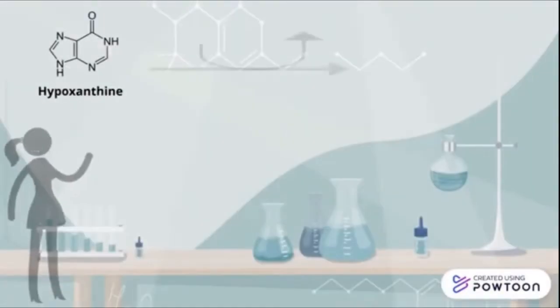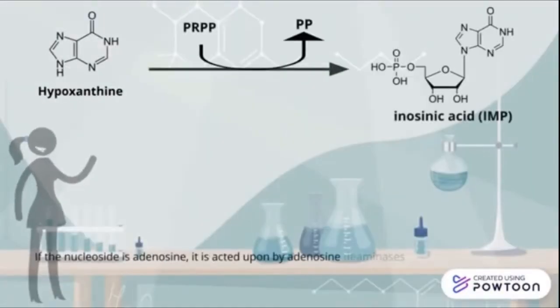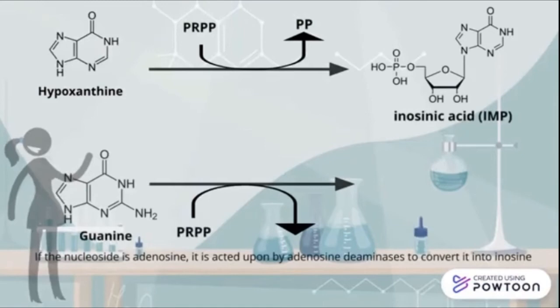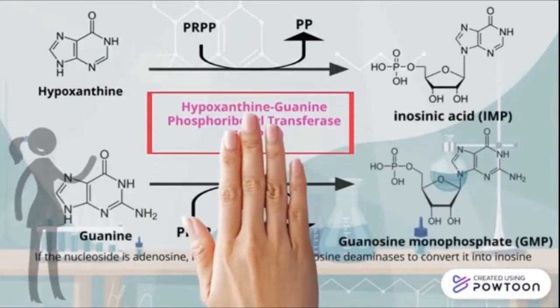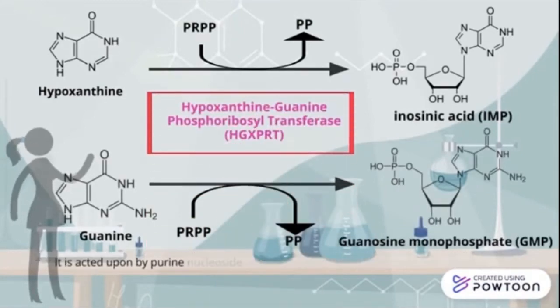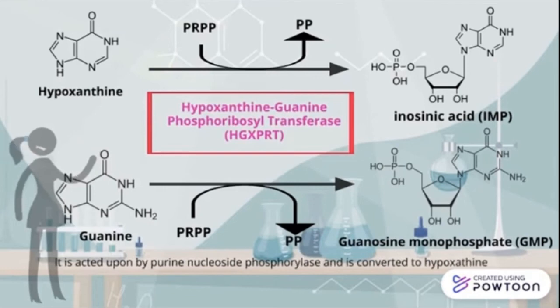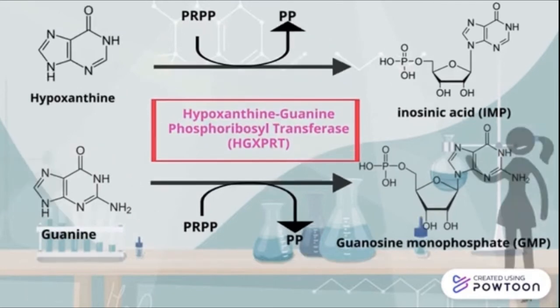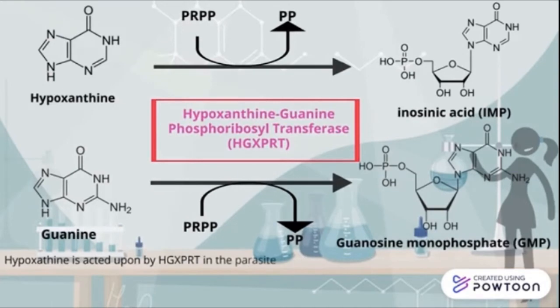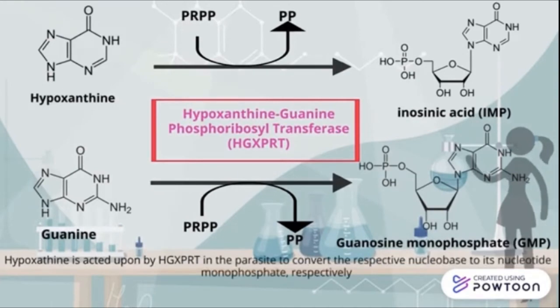If the nucleoside is adenosine, it is acted upon by adenosine deaminase to convert it into inosine. It is then acted upon by purine nucleoside phosphorylase and is converted to hypoxanthine. Hypoxanthine is acted upon by HGXPRT in the parasite to convert the respective nucleobase to its nucleotide monophosphate.